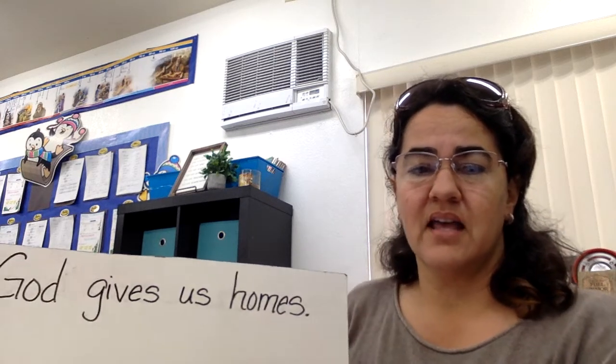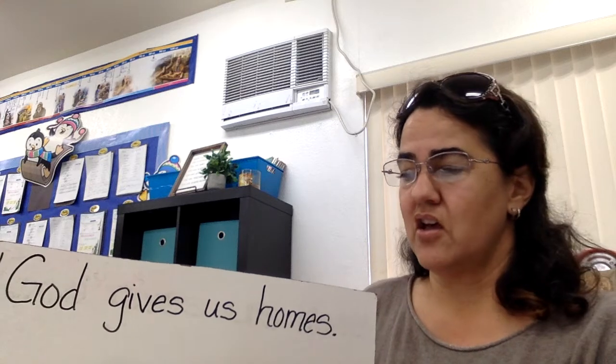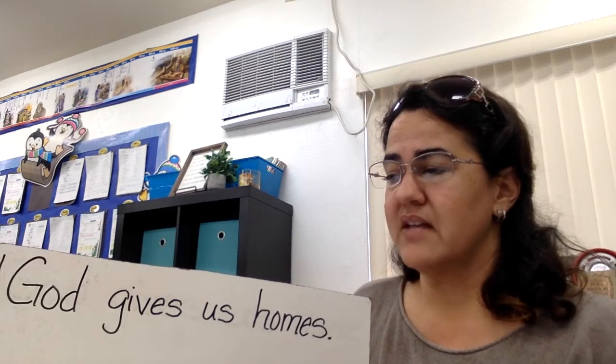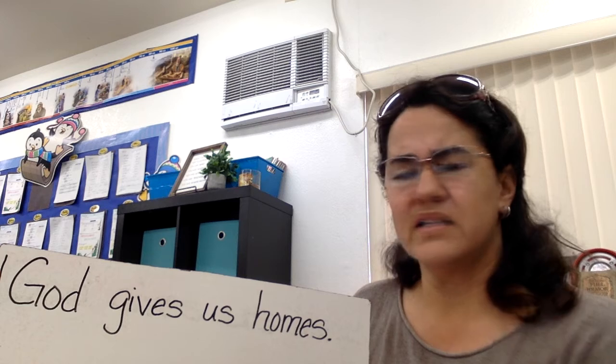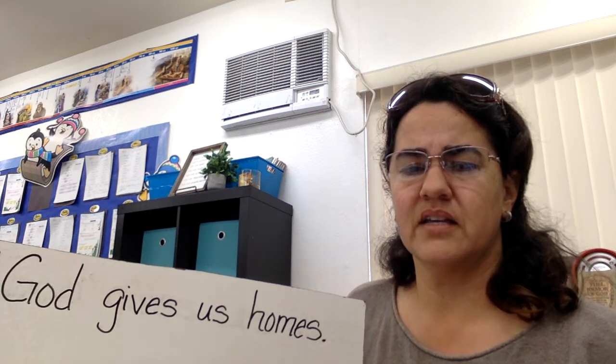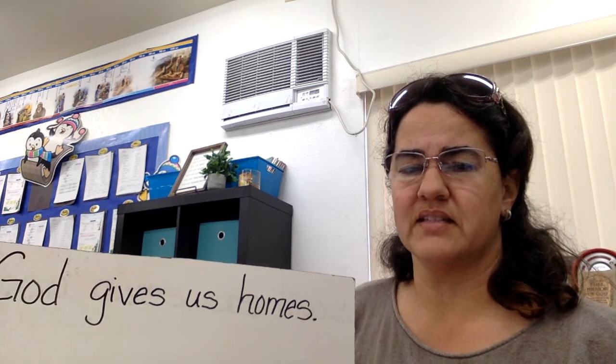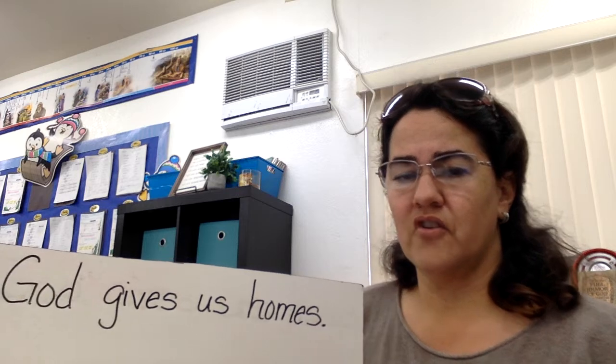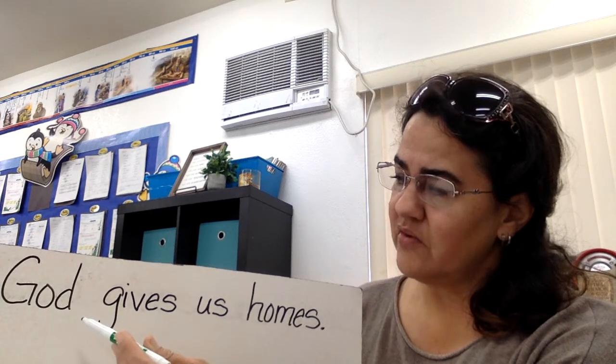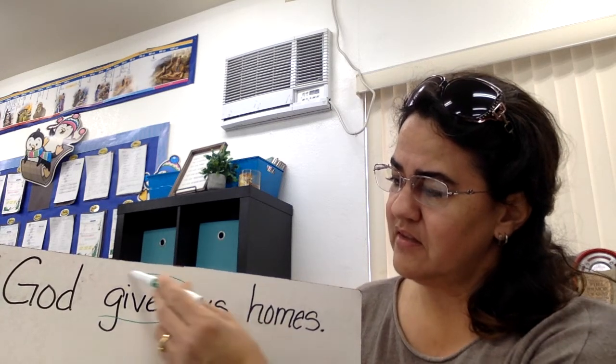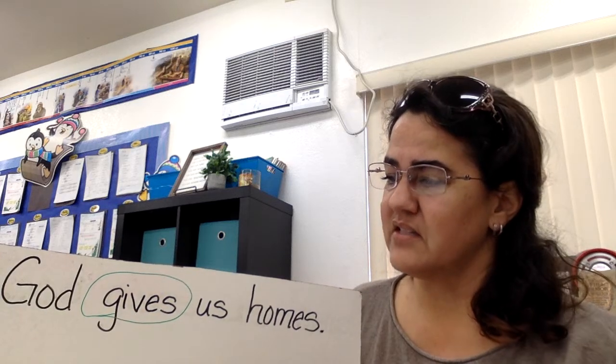Number 1 says, God gives us homes. So if we ask ourselves, boys and girls, what is the verb? God gives us homes. What is the verb in that sentence? The verb is gives. So everyone should circle the word gives because that's our verb.